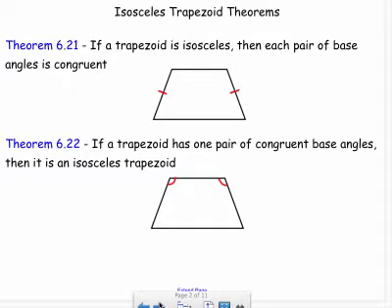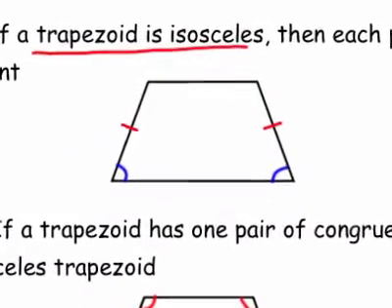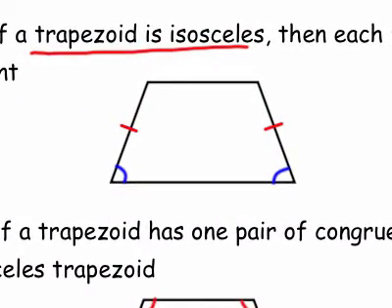We have some special properties, especially for the isosceles trapezoid. If a trapezoid is isosceles, that's important, then each pair of base angles is congruent. For example, this trapezoid is isosceles. That means the base angles on the bottom are congruent to each other, and the base angles on the top are congruent to each other.